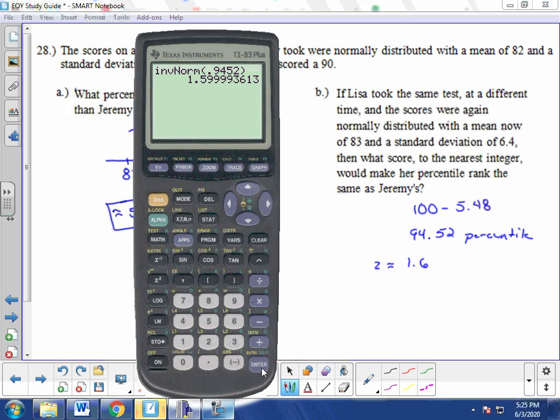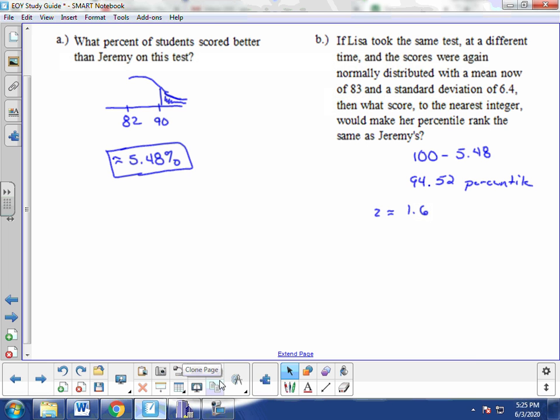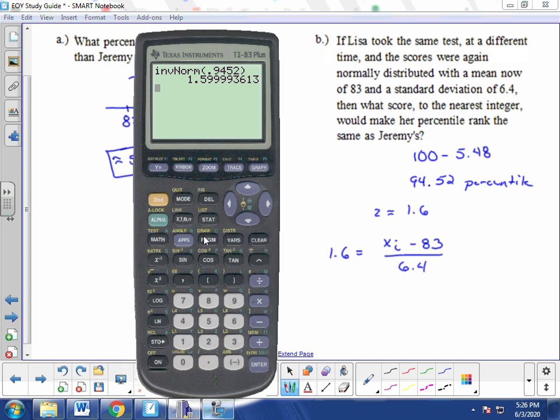So what this allows us is to use the z-score formula to find Lisa's data point. Remember, z-score 1.6 is equal to the data point minus the mean, 83, divided by the standard deviation of 6.4. So we can multiply both sides by 6.4. I'm going to round it when I write it down, but I'm going to keep this number in my calculator. So 10.24 equals approximately x sub i minus 83, and then add 83. And so this is going to be the score that would get her in the same percentile rank as Jeremy.